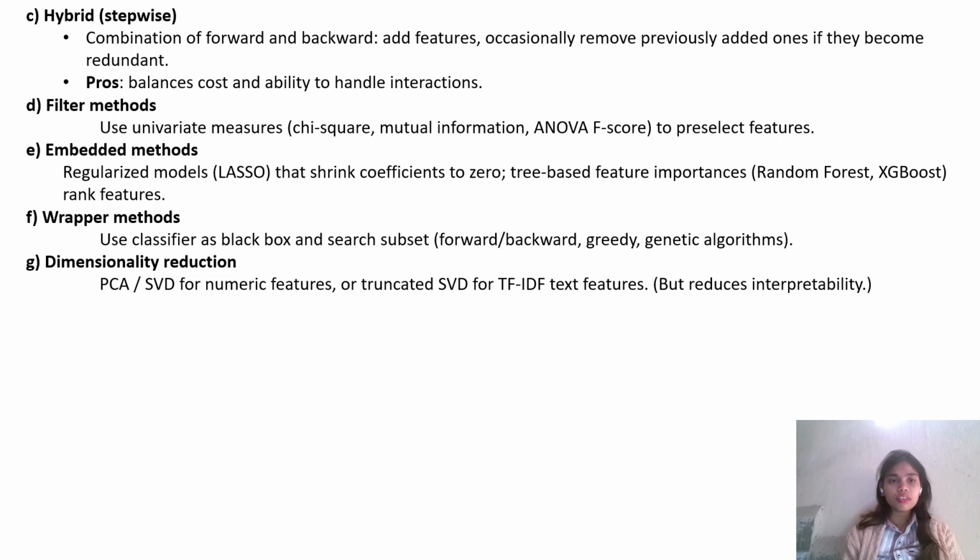Wrapper methods: use the classifier as a black box and search subsets. Sixth, dimensionality reduction: PCA or SVD for numeric features, or truncated SVD for TF-IDF text features. That was the whole solution of internal one that I explained in this video.